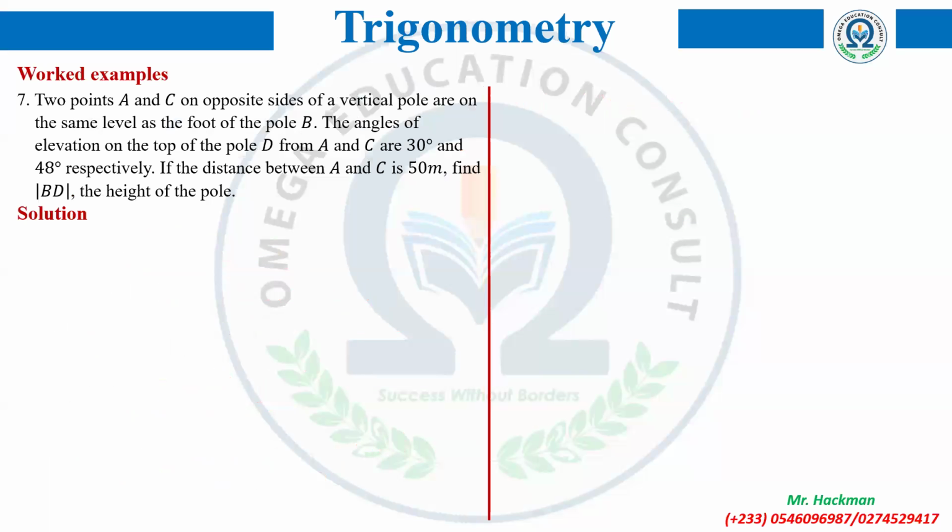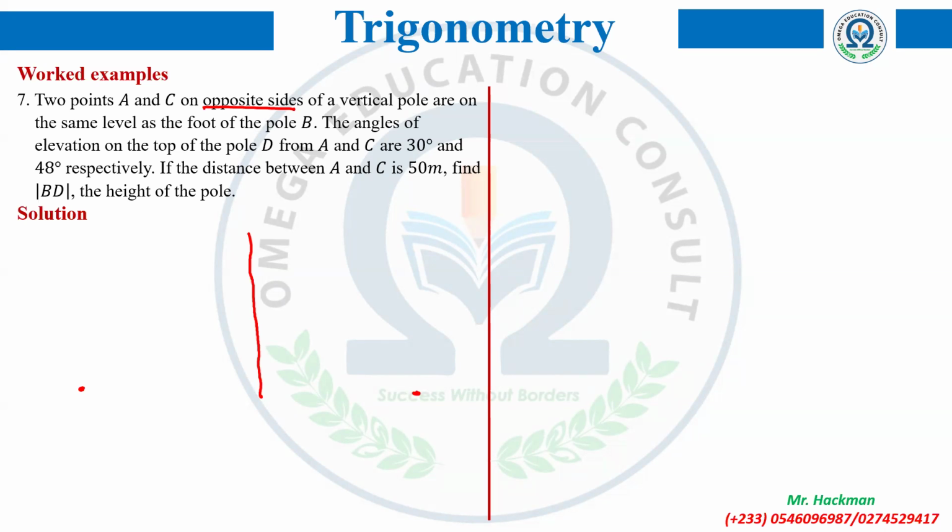Okay, so question 7, this is what we have. Here, we can see 2 points A and C, opposite sides. So you underline opposite. So here, you know clearly where they are. No ambiguity. Is that not? So it means if I have my vertical pole, let me move straight to the point. So I have a vertical pole, and I have 2 points on opposite sides. So maybe 1 point here, 1 point here, opposite. All correct?